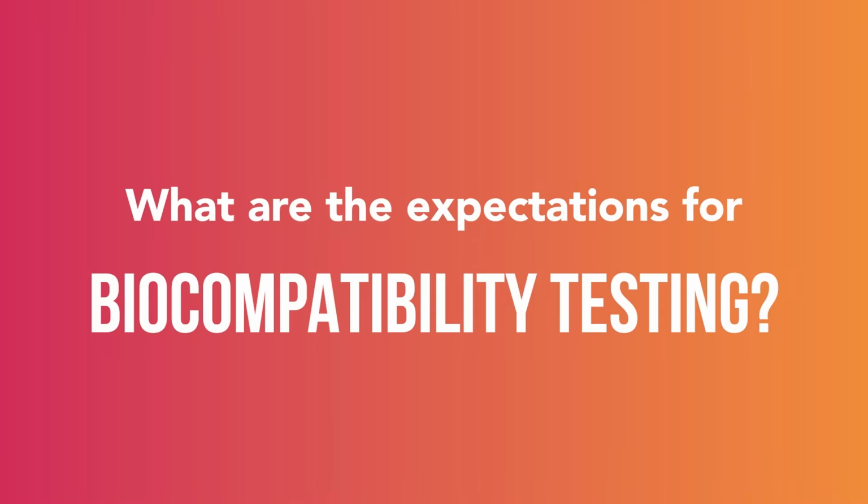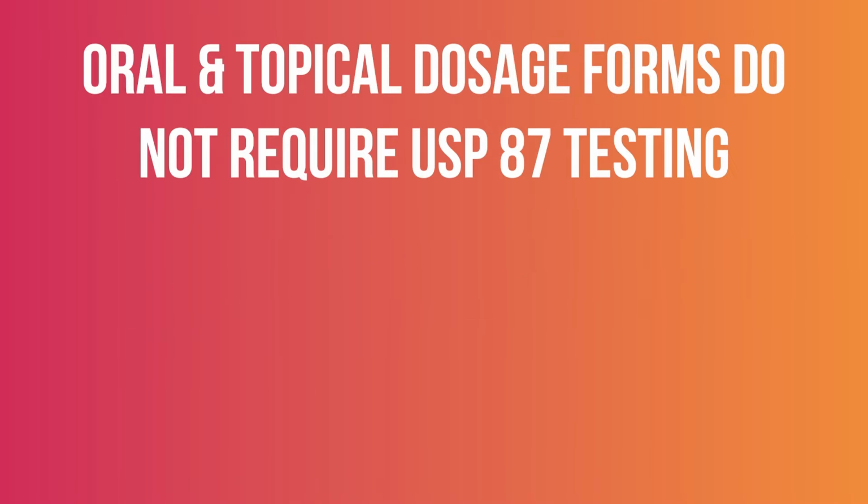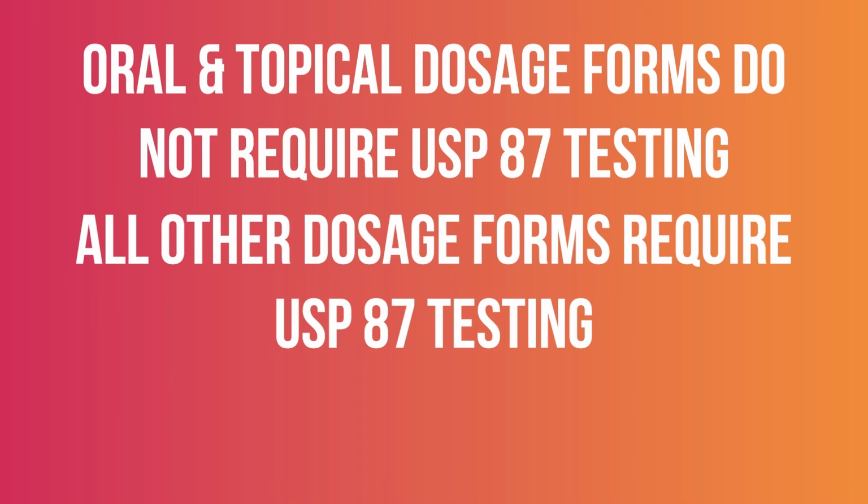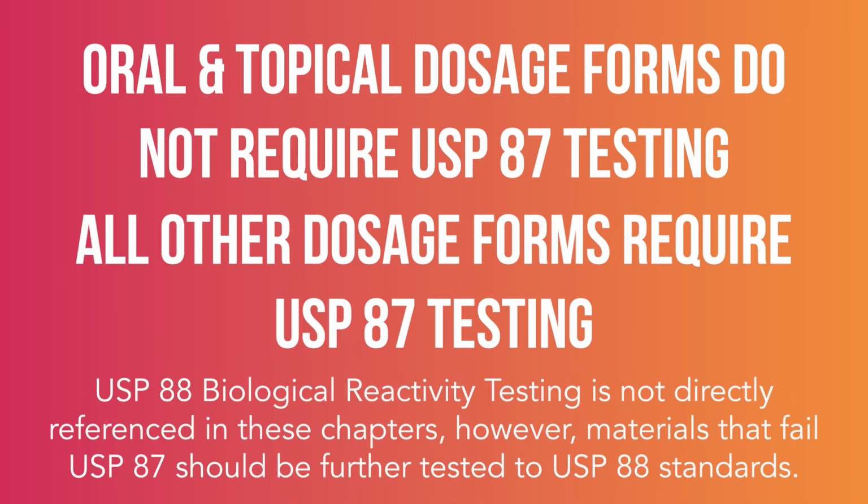As a simple rule, 661.1 applies to individual components or plastic types, and 661.2 applies to the entire package systems. What are the expectations for biocompatibility testing? USP 661.1 and 661.2 biocompatibility testing requirements are dependent on the dosage form for the products the container will hold. Oral and topical dosage forms do not require USP 87 biological reactivity test. All other dosage forms require the 87 testing. USP 88 biological reactivity testing is not directly referenced in these chapters. However, materials that fail USP 87 should be further tested to USP 88 standards.